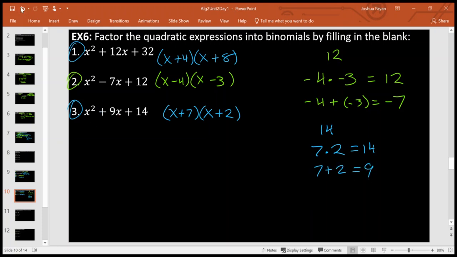And again, if I FOIL this out, I know it's correct. x times x is x squared. 7 times x is 7x. 2 times x is 2x. 7x plus 2x gives me the 9x that I need. And 7 times 2 gives me the 14 that I need. And I'm done. So very simply put, filling in the blank is the way to go whenever a is 1. However, if a is not 1, it goes out the window.